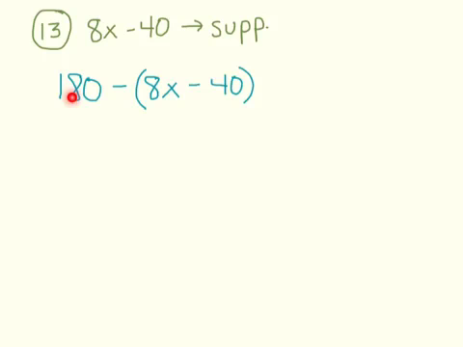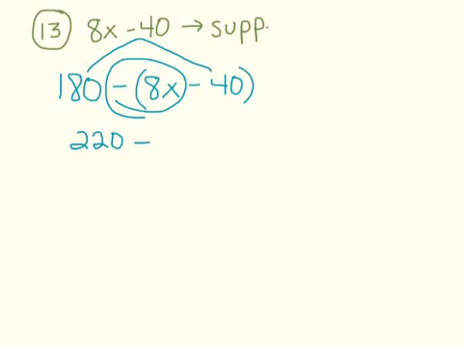So if I do 180 minus 8x, there's nothing I can really do with that. Those aren't like terms, so I can't put them together at all. But here, 180 minus negative 40 is really like 180 plus 40. And 180 plus 40 is 220. So that 220 came from these two. And then I still have my minus 8x. So 220 minus 8x would be your final answer on that one.